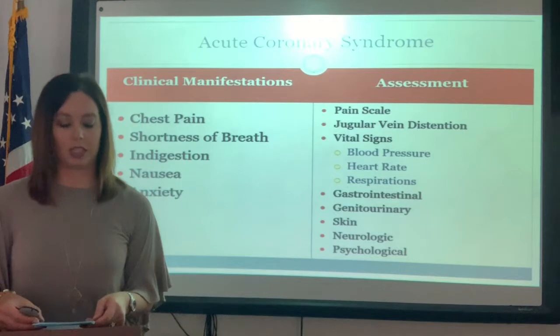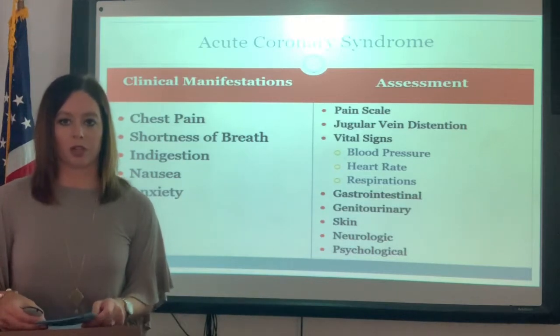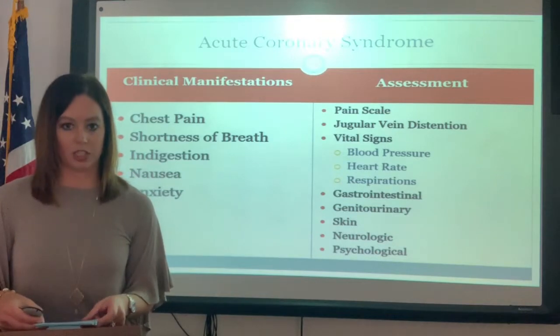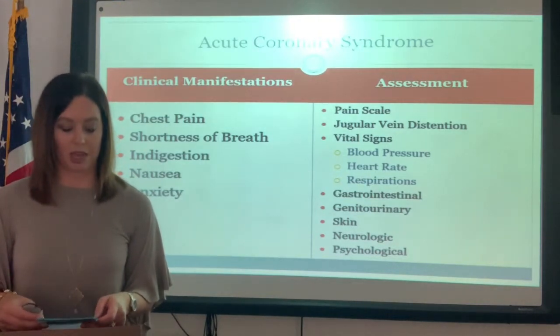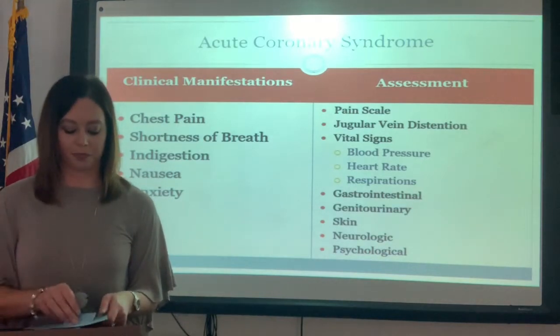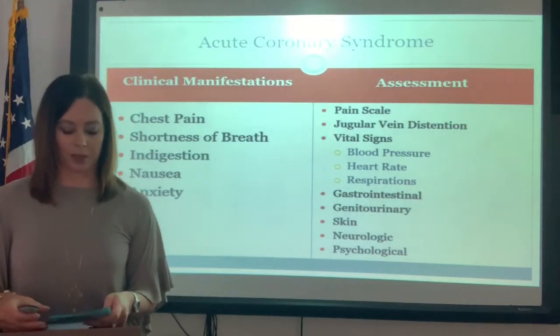As a nurse, your assessment should include chest pain on a scale of 1 to 10, assessment for jugular vein distension, and vital signs such as your blood pressure, your heart rate, your respirations, your oxygen levels. Do they seem anxious? Are they lightheaded? Are they restless? Do they have a feeling of impending doom? Are they stable? What is their rhythm on their EKG?